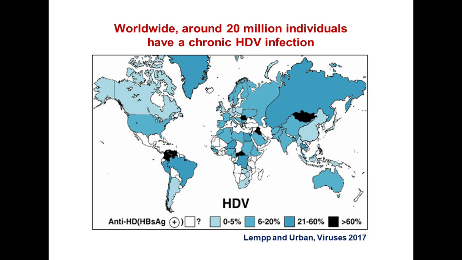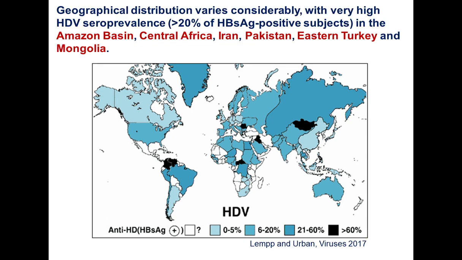Worldwide, it has been estimated that around 2 million individuals are infected with HDV. However, the geographical distribution of HDV infection varies considerably, and some areas of the world, including the Amazon basin, Central Africa, Eastern Turkey, and Mongolia, are considered highly endemic. Particular attention should be dedicated to Africa, where HDV infection has been neglected for several years.